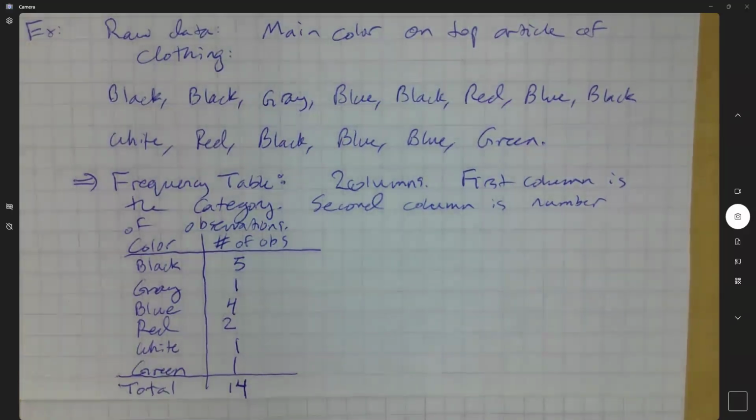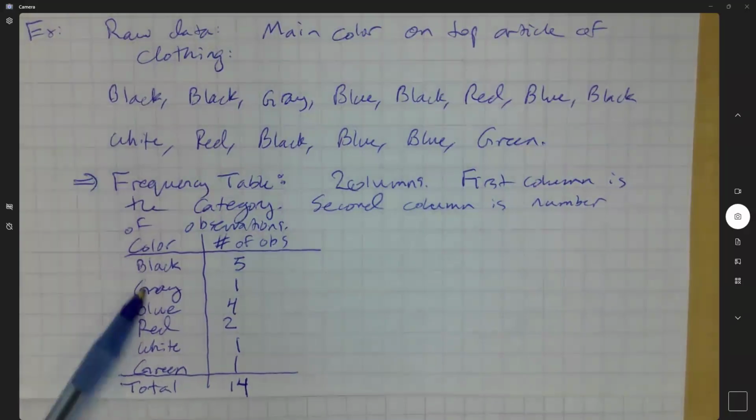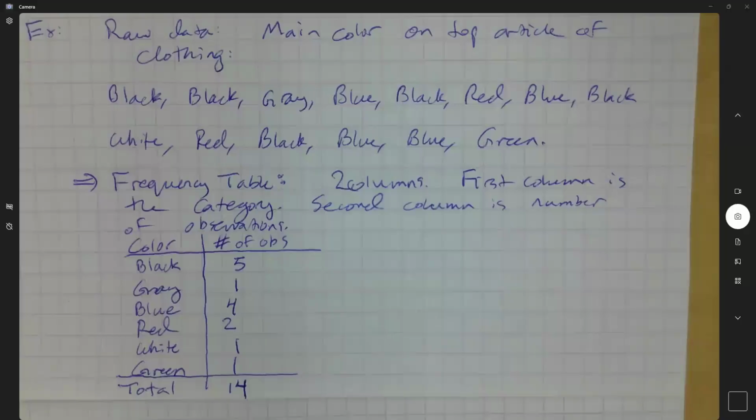Just barely fit. But if I had 100 observations, it would take a lot longer to decide which was most observed from the raw data, but not really any longer from the table.